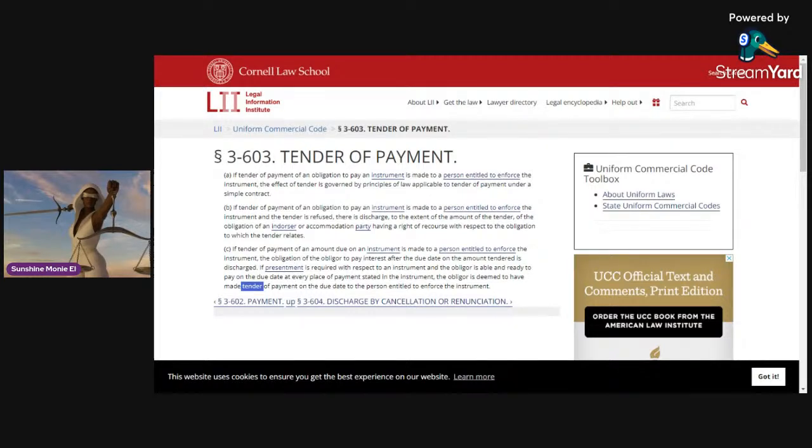If tender of payment of an amount due on an instrument is made to a person entitled to enforce the instrument, the obligation of the obliger. Who's the obliger? Let's find out. Let's break this all the way down so we really know what we're saying.